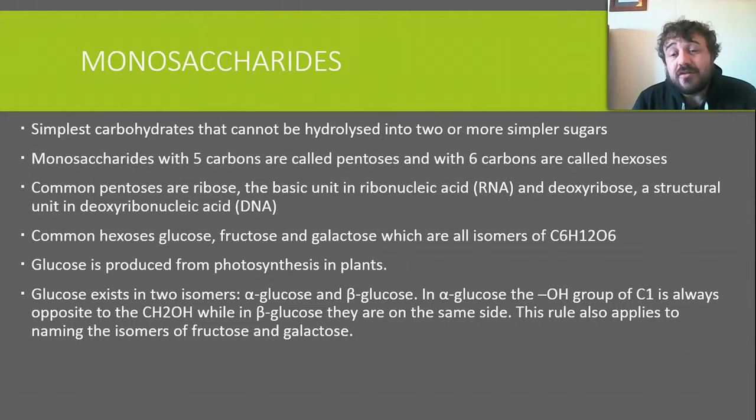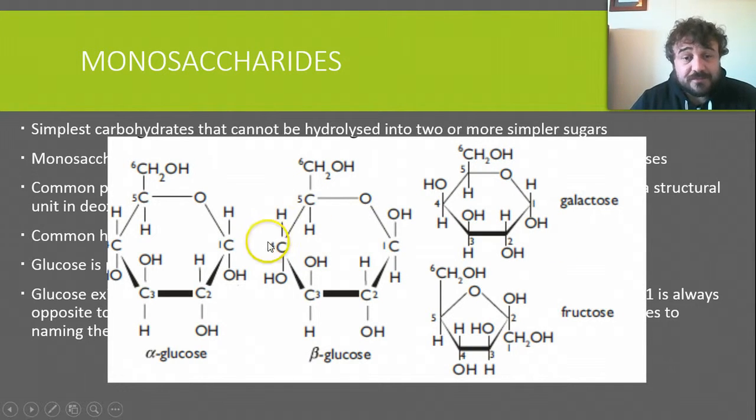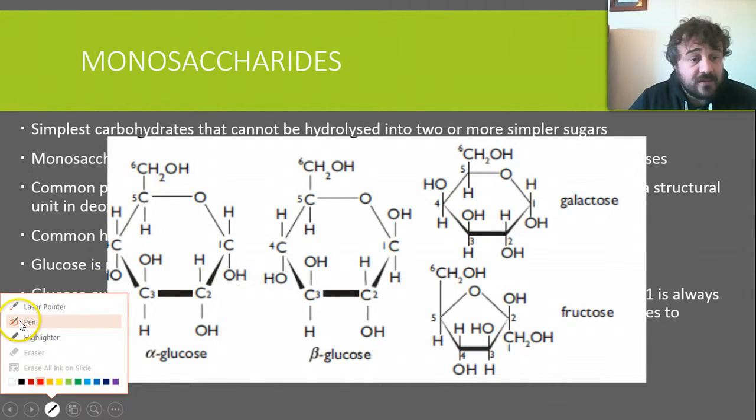In alpha glucose, the OH group of C1 is always opposite to the C2 OH group, while in beta glucose, they're on the same side, and you'll see what I mean in a second. It also applies when we're naming fructose and galactose. So here we have alpha galactose, and we see there's an OH over here, and there's an OH there, and they're on the same side. Okay, so that's obviously cut off.